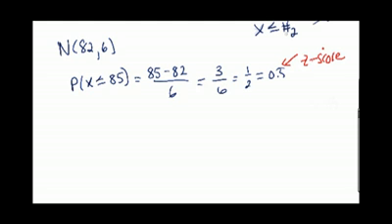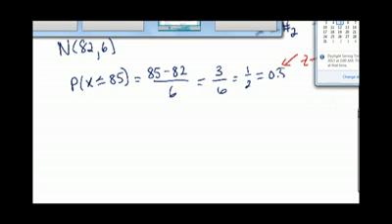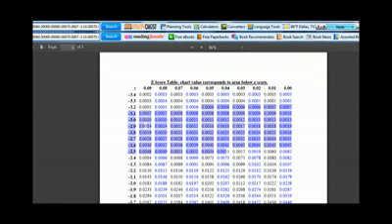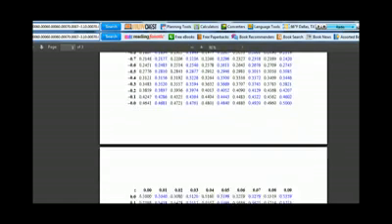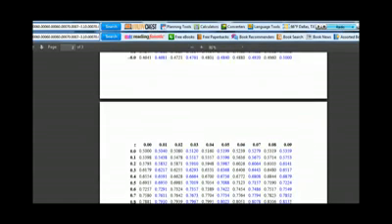And let's see. Let's convert that into a proportion. We need this table. So we have a z-score of 0.50. So we go here. Let's do the point right there. Okay. Right, so that means there's 0.6915 of the class below it.